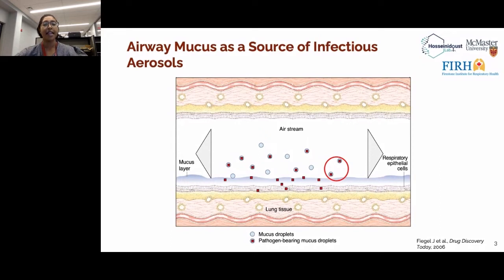Specifically, high-velocity airflows generated within the airway lumen during respiratory activities can lead to shear stress-induced breakup of the mucus lining along the air-mucus interface. Pathogen-containing particles can be depicted within the red circle here on the image. Given that the airway mucus can be a source of infectious aerosols, it is therefore important to understand its composition.